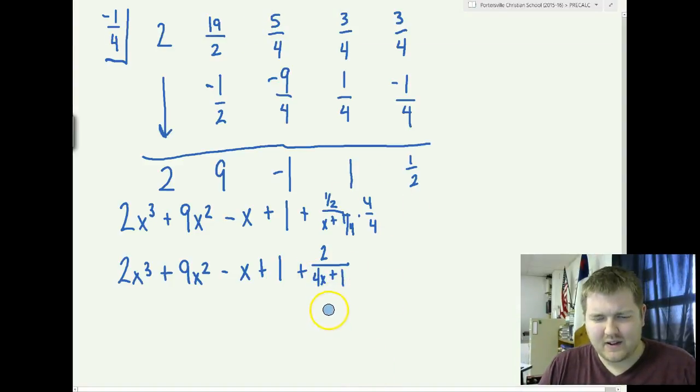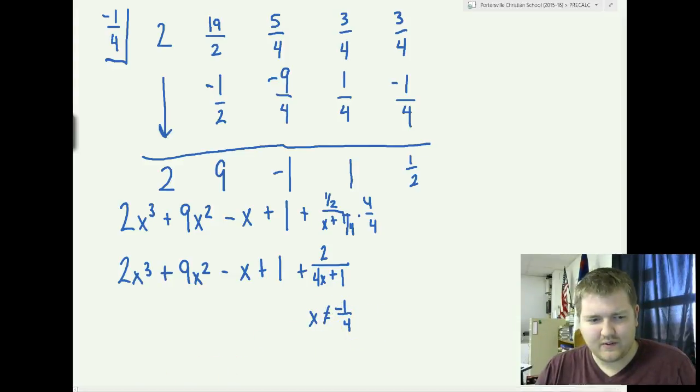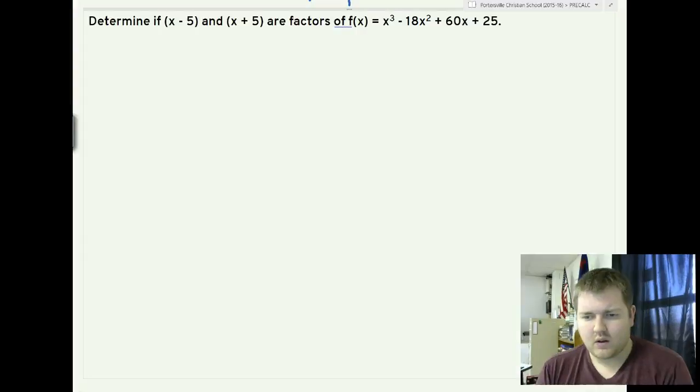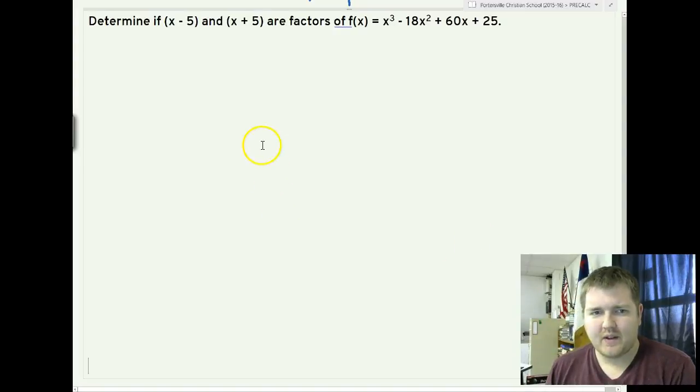and I would just make the x not equal to negative 1/4, because that would give you 0. So go ahead and try out synthetic division on this example and see if you can come up with the right answer.